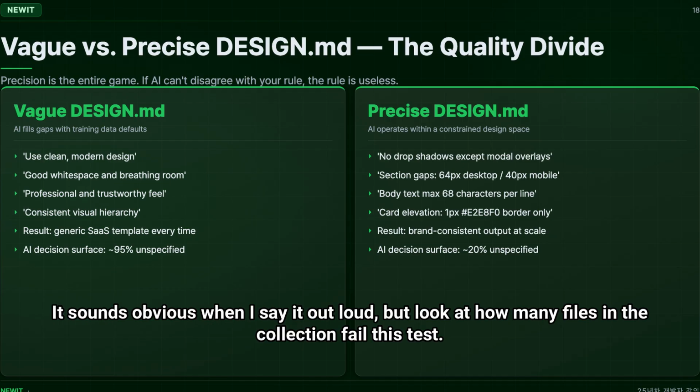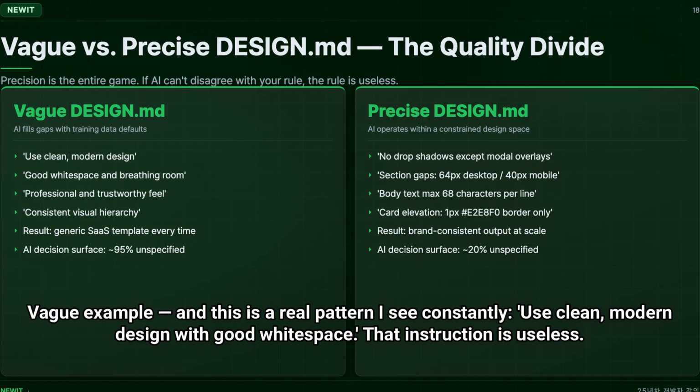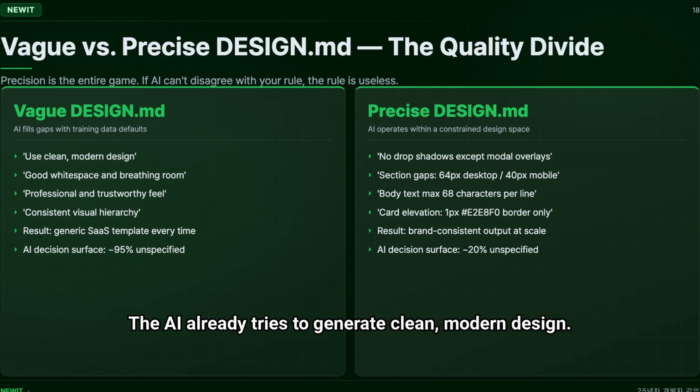It sounds obvious when I say it out loud, but look at how many files in the collection fail this test. Vague example, and this is a real pattern I see constantly: "Use clean modern design with good whitespace." That instruction is useless. The AI already tries to generate clean, modern design. You've told it nothing it didn't already assume.